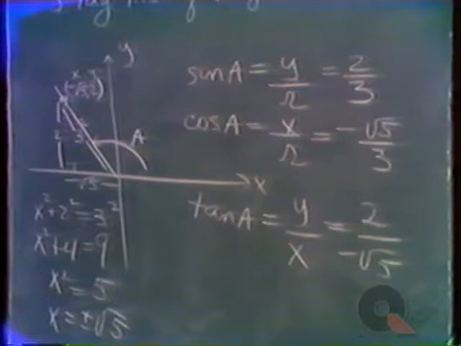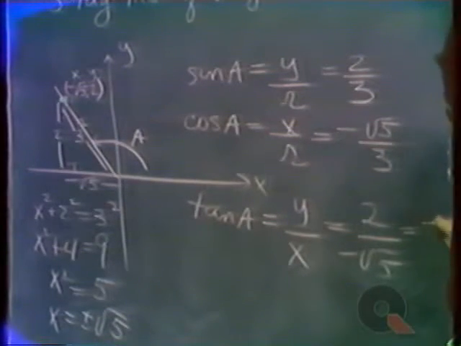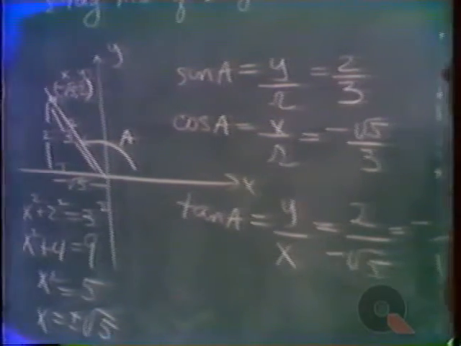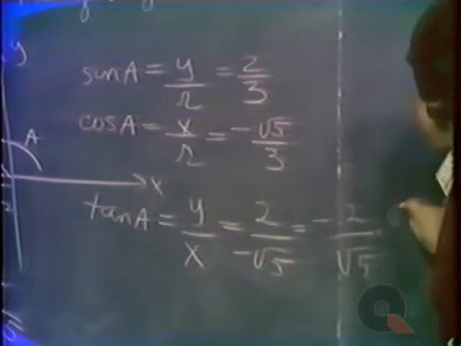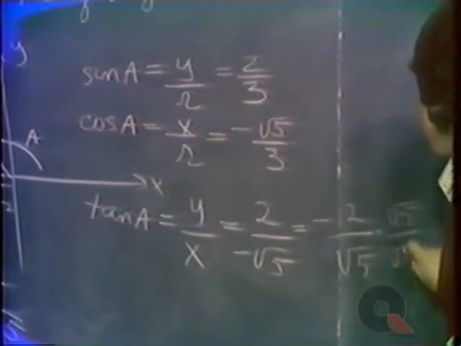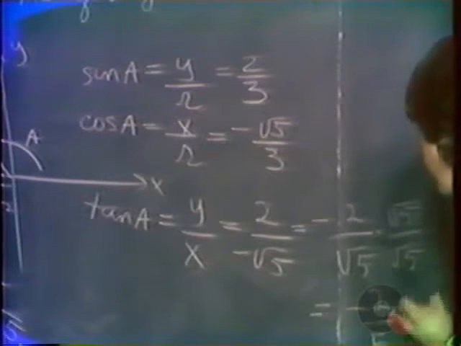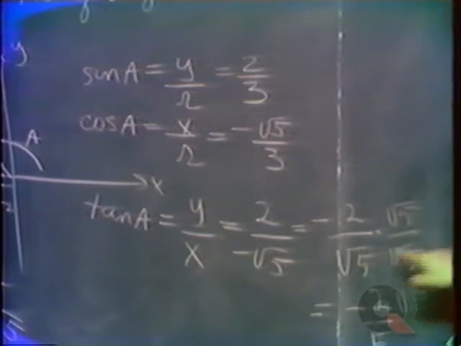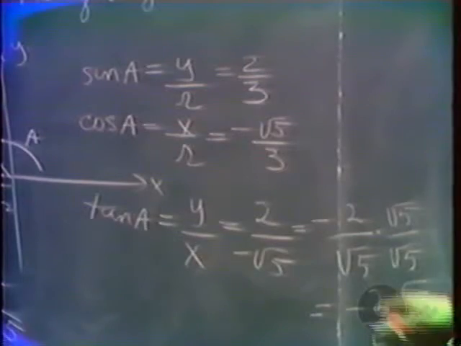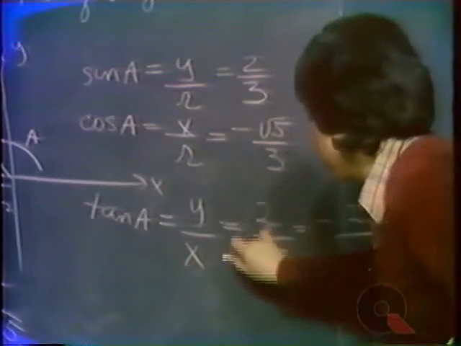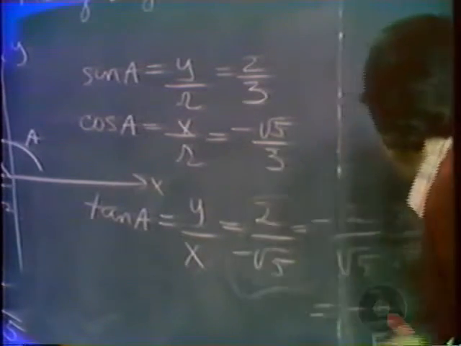Okay, if you want to rationalize the denominator there, we see this is minus 2 over the square root of 5. We can multiply top and bottom by the square root of 5 and get the equivalent minus 2/5 times the square root of 5. The square root of 5 times the square root of 5 gives us 5. So either this answer here or this answer here.